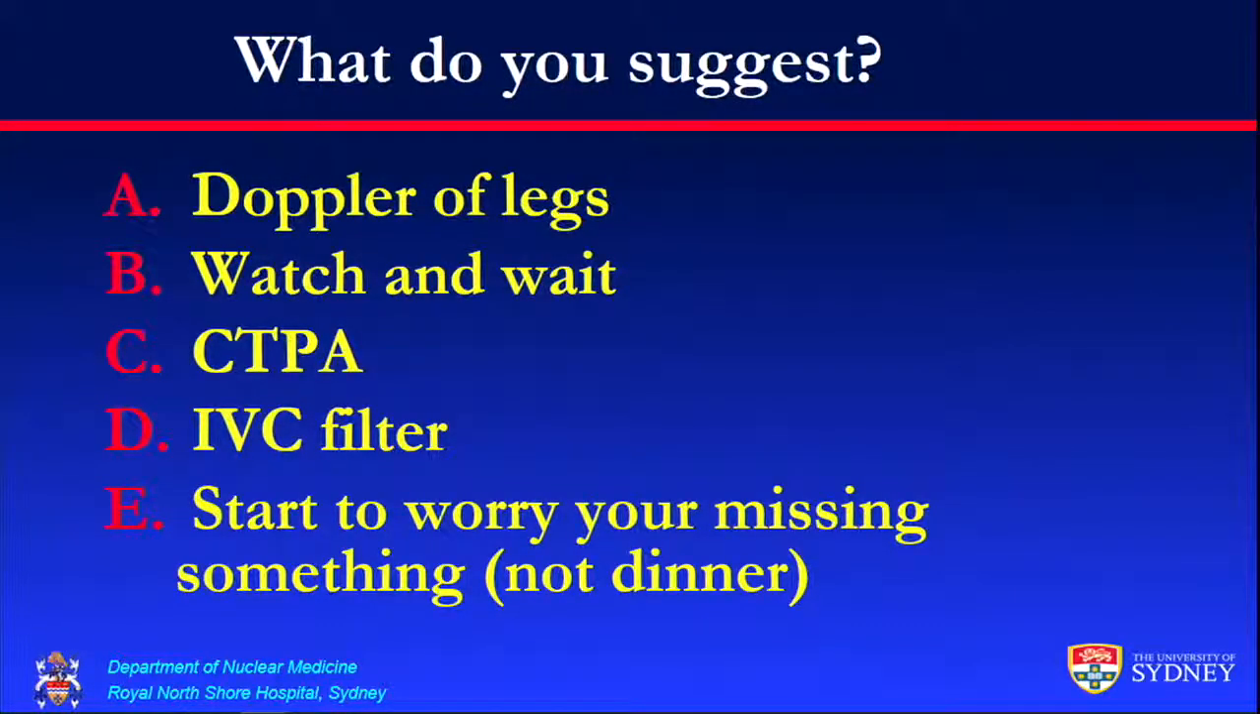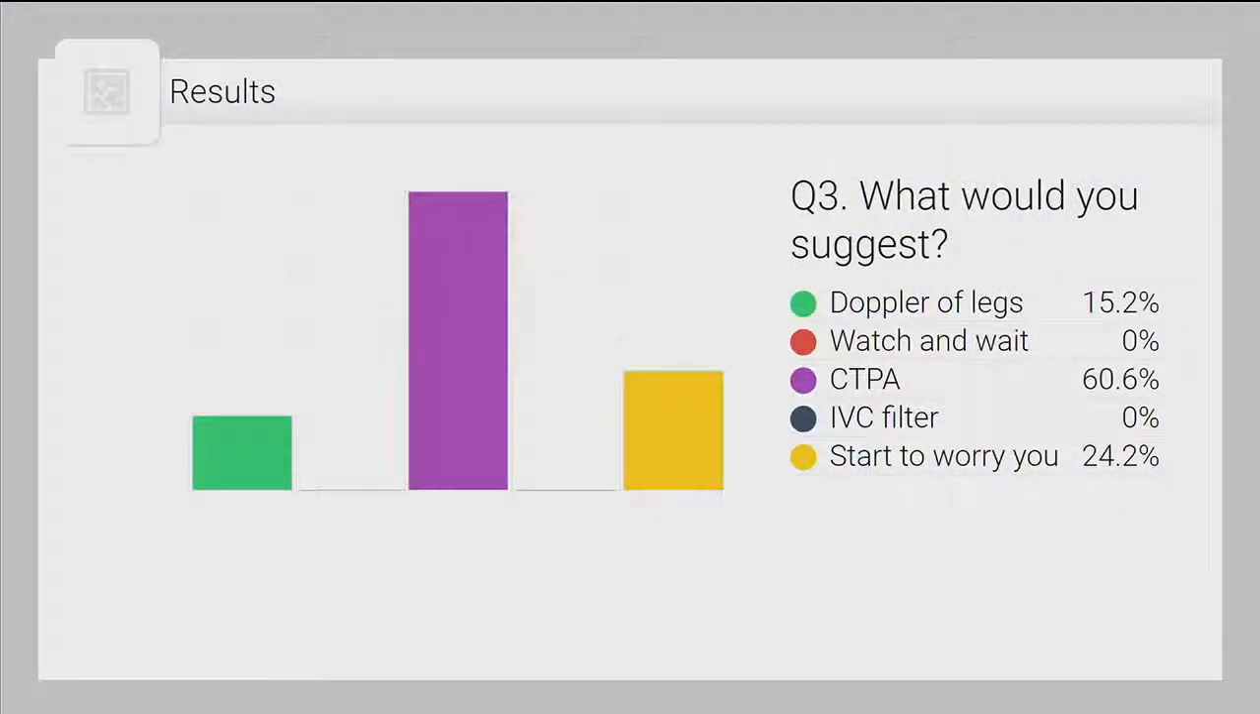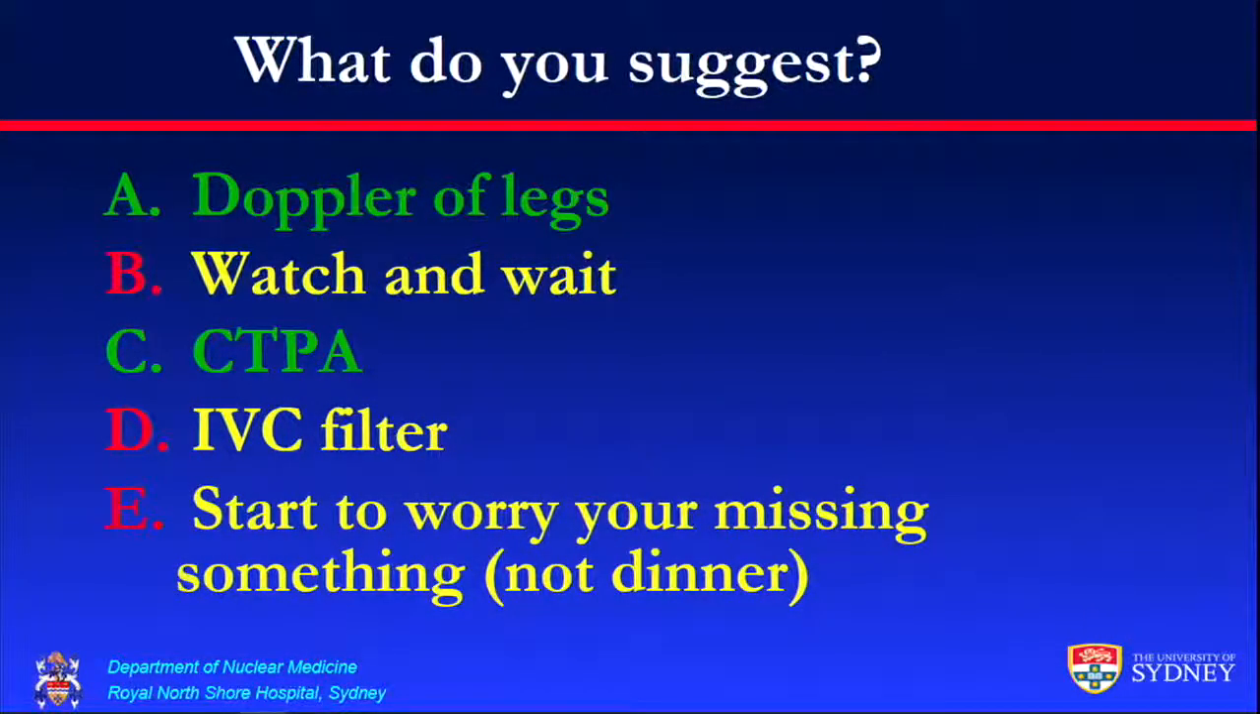Okay, what are we going to do now? Her perfusion's still changing even 5 weeks later. You can do a Doppler again, you can watch and wait again, you can have a CTPA, you can get a filter put in, or you could start to worry you're missing something other than your dinner. So the CTPA is moving up in the world, but 25% of people are worrying they're missing something, and I was with that group. Thank you.